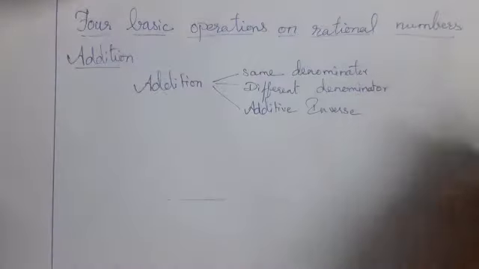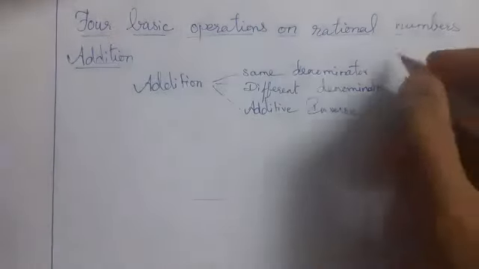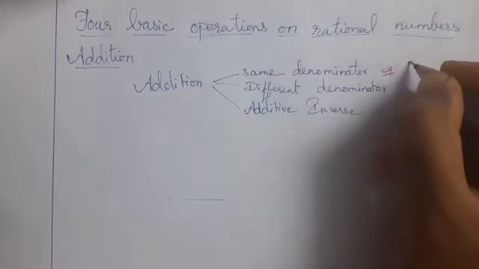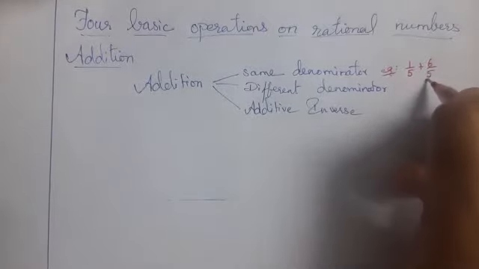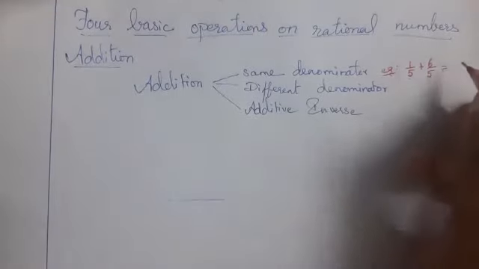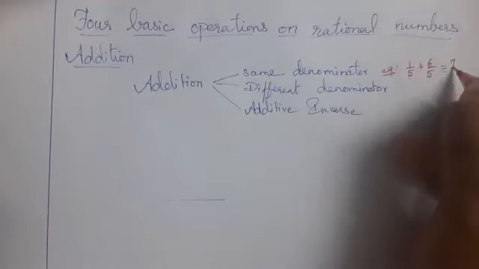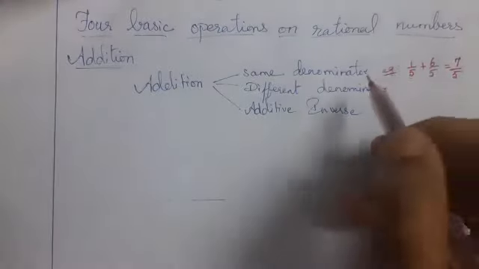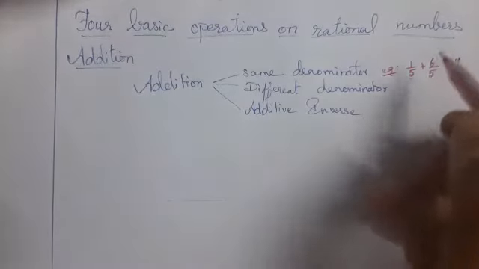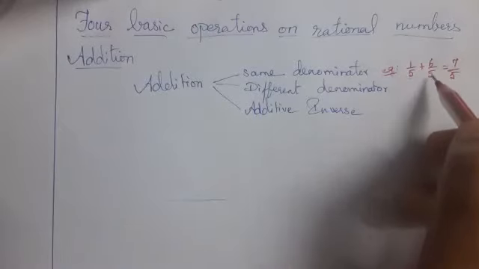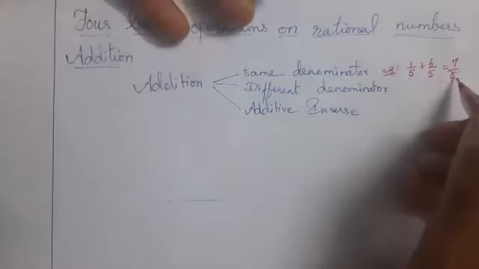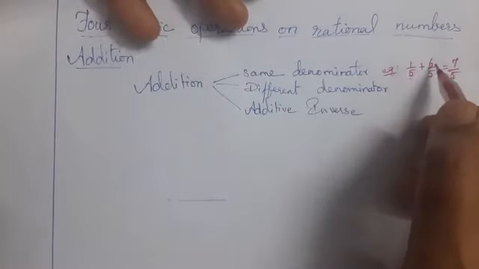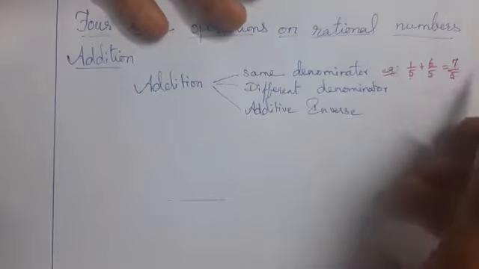See here, some examples for same denominator. If you have 1 by 5 plus 6 by 5, see the denominator, both are same. Immediately you can add 1 plus 6, that is 7, and you can write 5 immediately. What is the meaning of same denominator? When you are ready to add two rational numbers, the denominators are same. The denominator is 5. You can add the numerators immediately. 1 plus 6 is equal to 7.